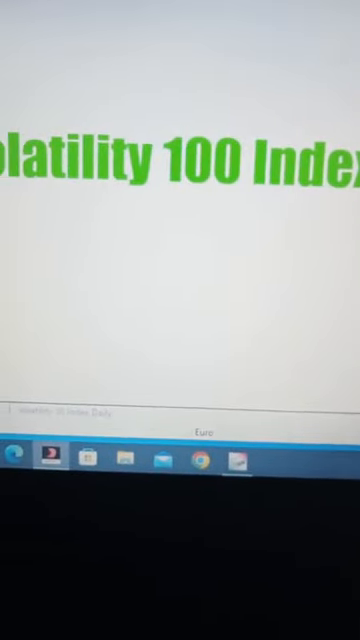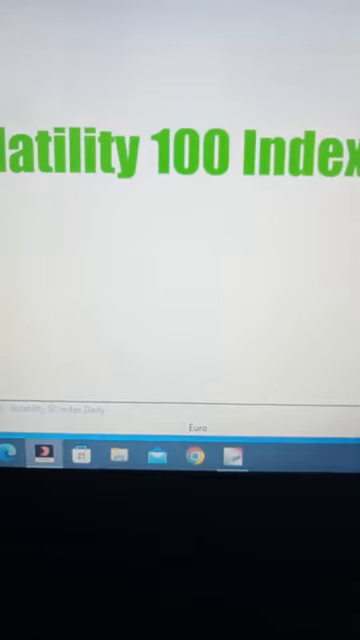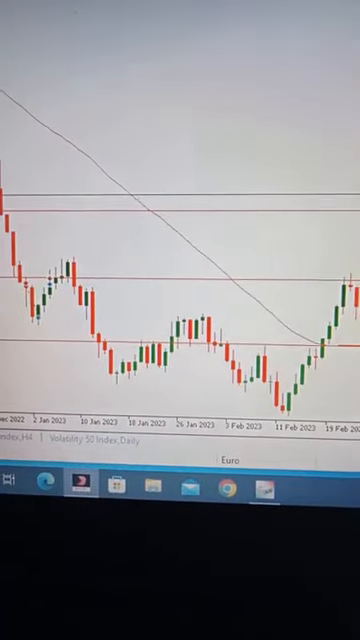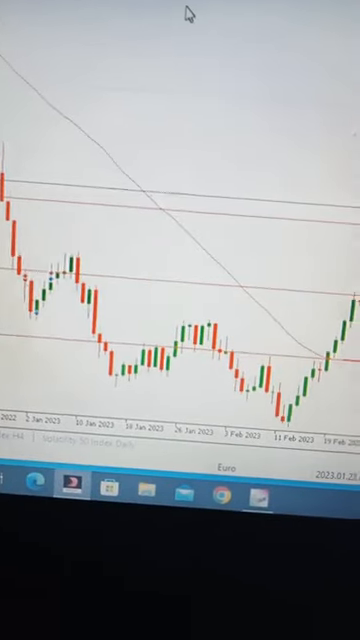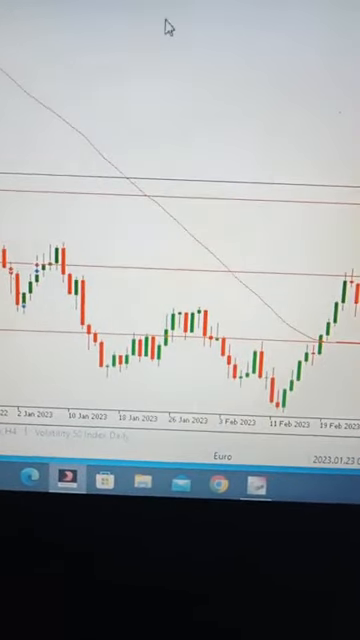V100 also pays a lot. Just using the lowest lot, it pays a lot, but it is also very manipulated. V100 is very manipulated, and if you're not careful, you can go against a trend. If you go against a trend, you will miss out on a trade.